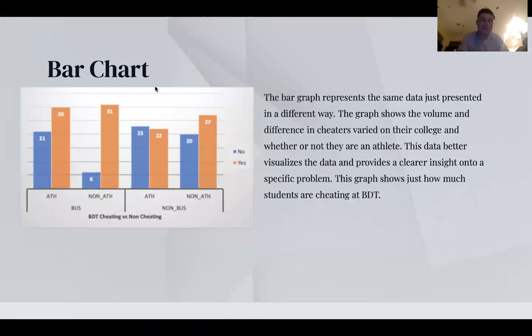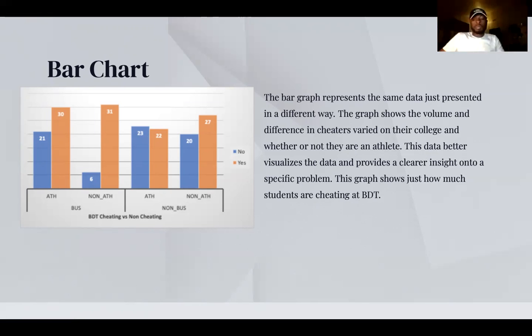The bar chart is just a visual representation of the pivot table. The bar graph shows the volume and the differences between the business athletes and non-athletes and the non-business athletes and non-athletes, and whether they cheated or not. The usefulness of this is that it helps people better visualize the data comparatively and point out specific problems. This helps Bo Diddley Tech create better insight on what they should be focusing on inside the university, where the cheating is.